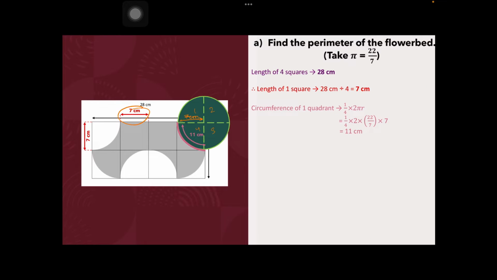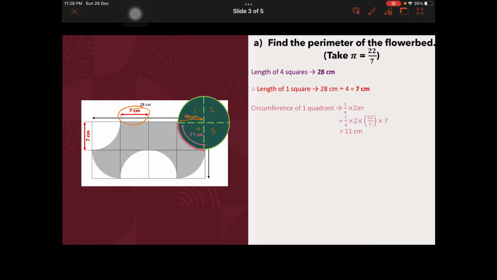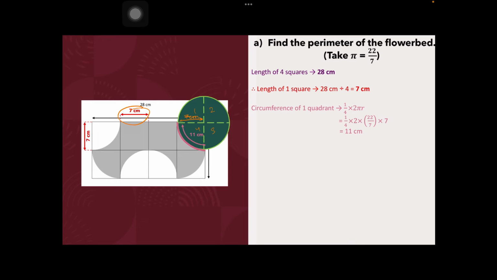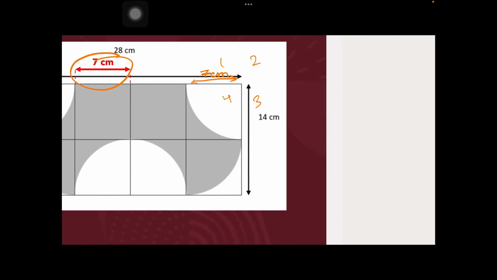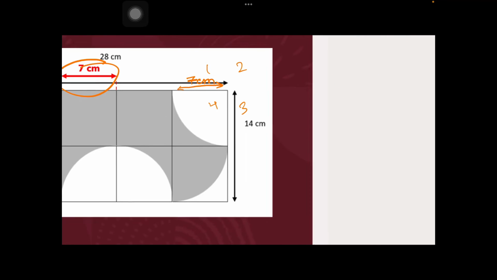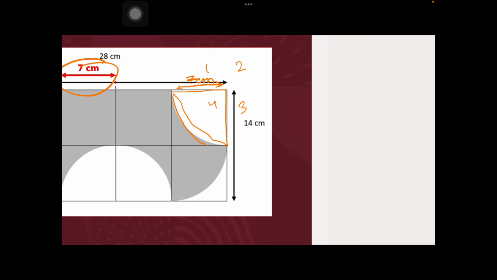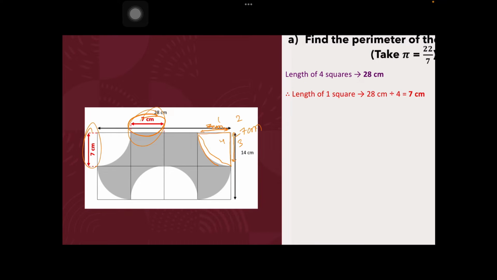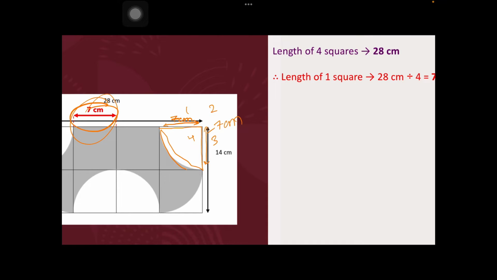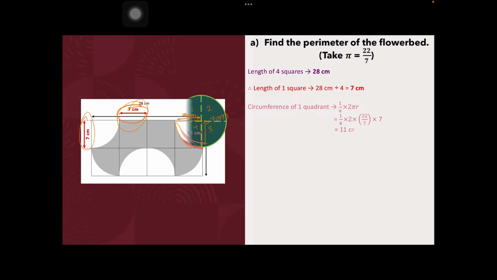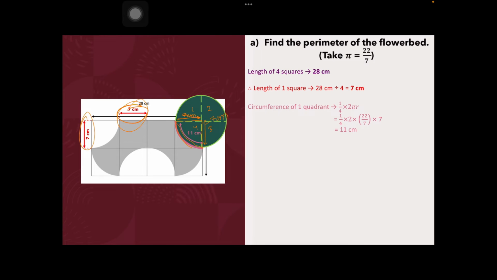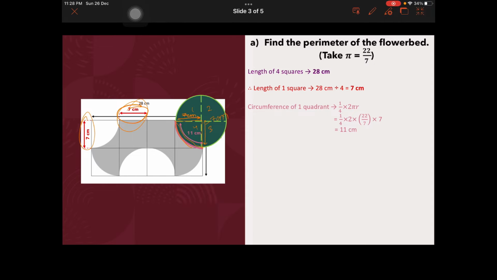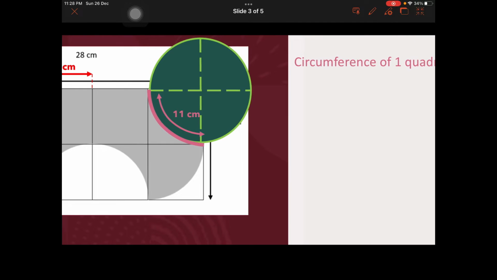If you see over here, we have this quadrant, and the length of one side of the quadrant is 7 centimeters, as we found out over here. The length of one side of the square is 7 centimeters. So if the length of this side of the quadrant is 7 centimeters, and if we draw out the full circle, you see that the radius of the circle now happens to be 7 centimeters. Now that we know what the radius of this circle is, it's quite simple to find the circumference of the quadrant arc.